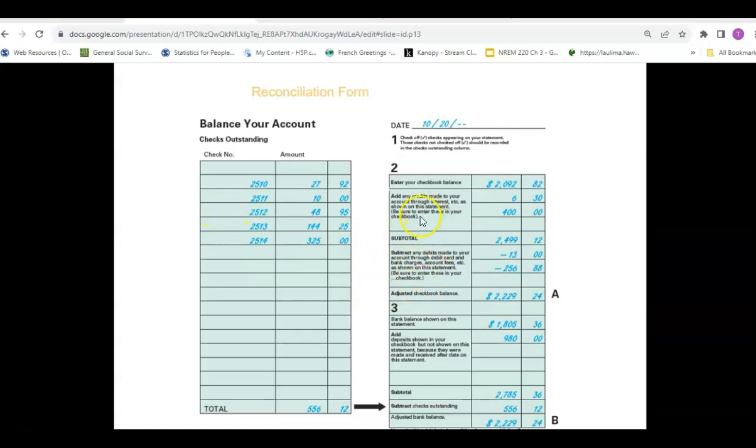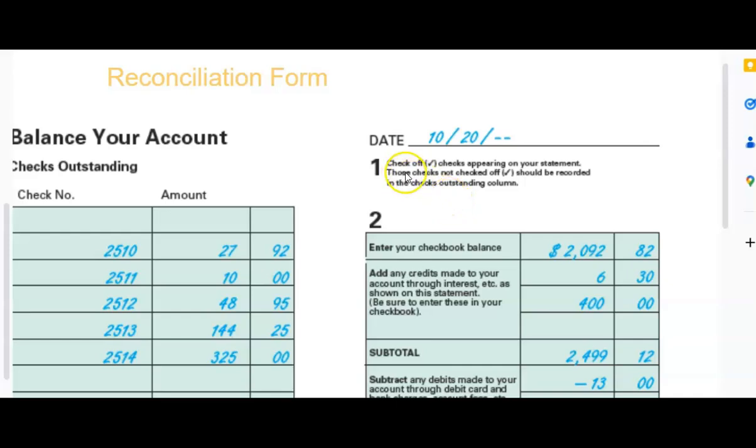Okay, and so I'm going to see if I can zoom in a bit here. I'm going to start with number 1. I apologize, it's a little bit hard to see, but the first step of reconciling your checkbook register with your bank statement is to first check off the checks appearing on your bank statement. Those checks not checked off should be recorded in the checks outstanding column.